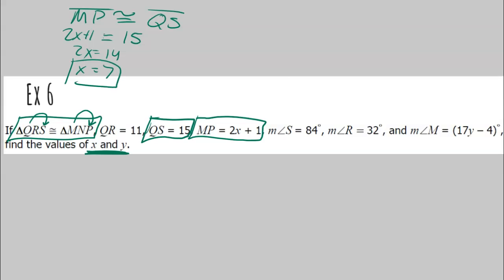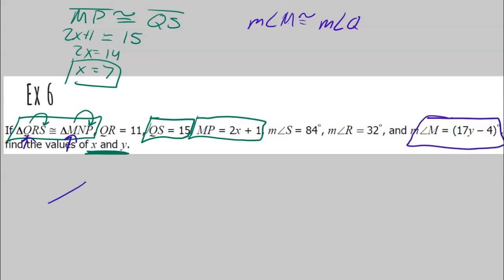Now let's take a look and see if we can do the same thing for our y value, which we know is the measure of angle M. So we have the measure of angle M, uppercase, is congruent to Q, the measure of angle Q. But they didn't tell us anything about the measure of angle Q. I have the side QR, but that's not information that really helps me out.